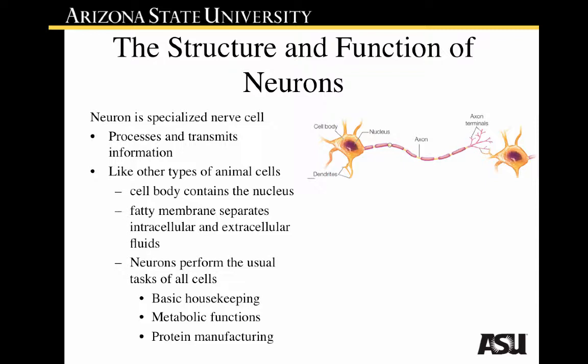And like a lot of other animal cells, it does a number of things that most of them do. It contains a nucleus, for example. It has a fatty membrane that separates the intracellular and extracellular fluids. It performs a bunch of usual tasks that all cells do. It does basic housekeeping functions, metabolic function. It manufactures proteins. But it does some other things as well.